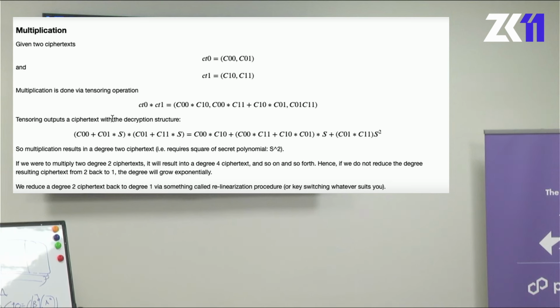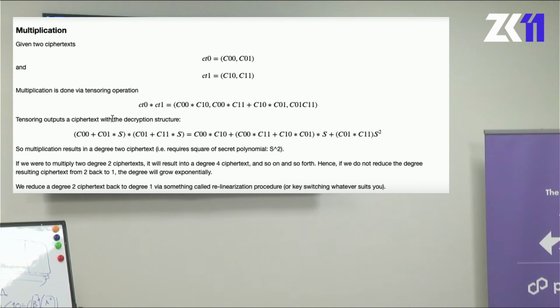Now, are you guys familiar with tensoring? Tensoring is simple as this. You just multiply the cross components, right? So the tensoring of these two values would be B0 B1, then B0 A1 plus A0 B1, and then A0 A1. Okay? So this is the tensoring of these two ciphertexts.